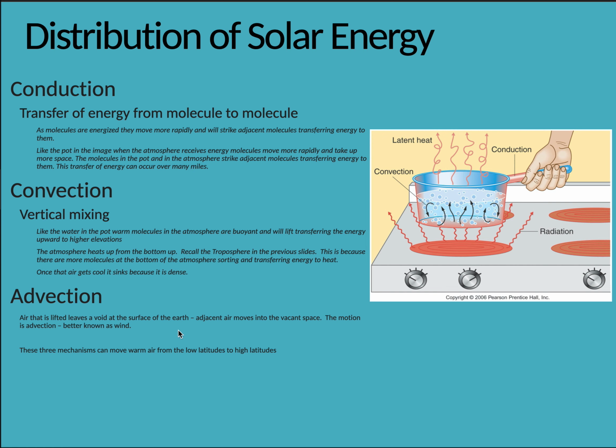Advection is a fancy word for wind. All right, so this is how we're generating wind. We're going to move from the cool area to the warm area. Where things are cool, they're dense, it's high density.